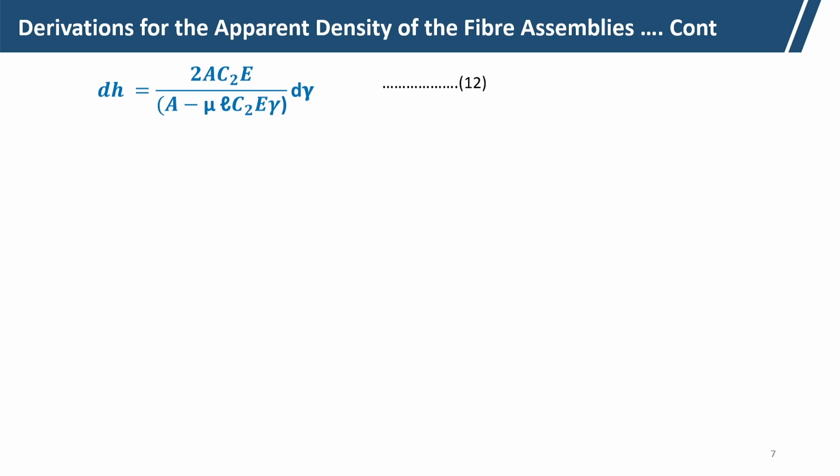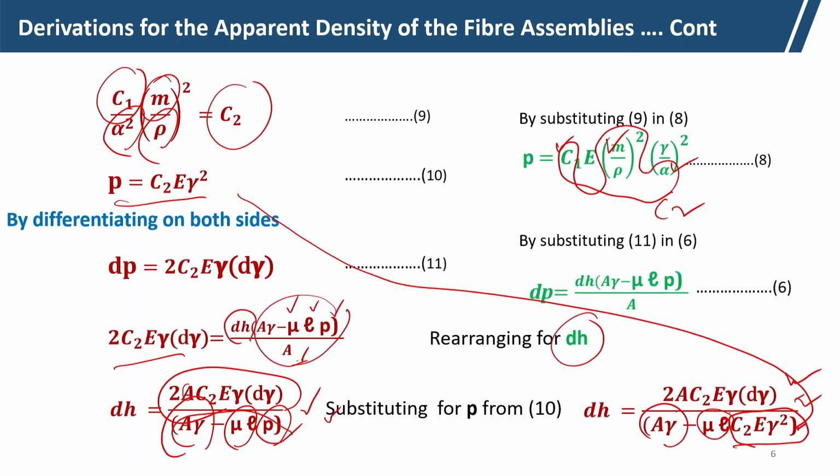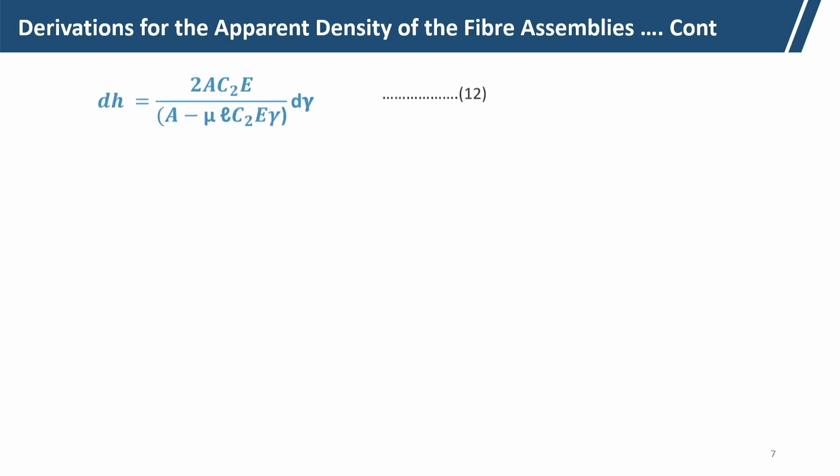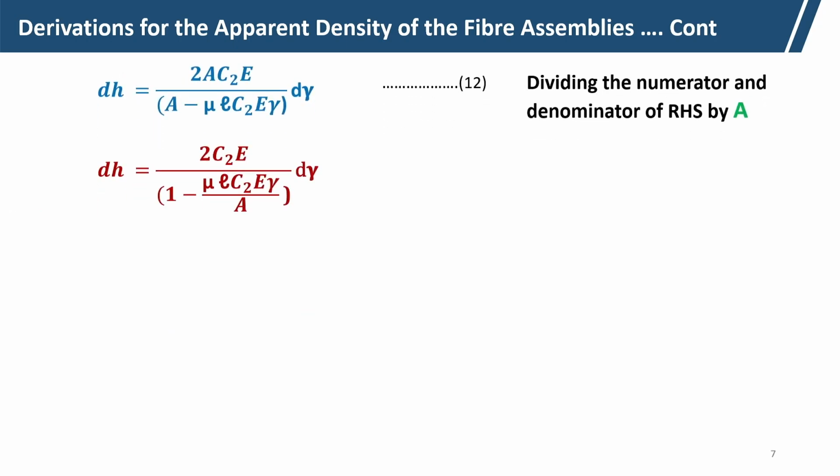Just a minute, A gamma was there. Now here you can see dH. By dividing the numerator and denominator of the right hand side by A, we are getting, rearranging this with this equation.